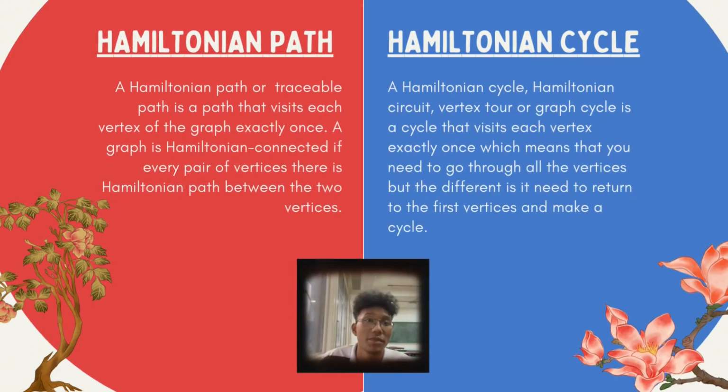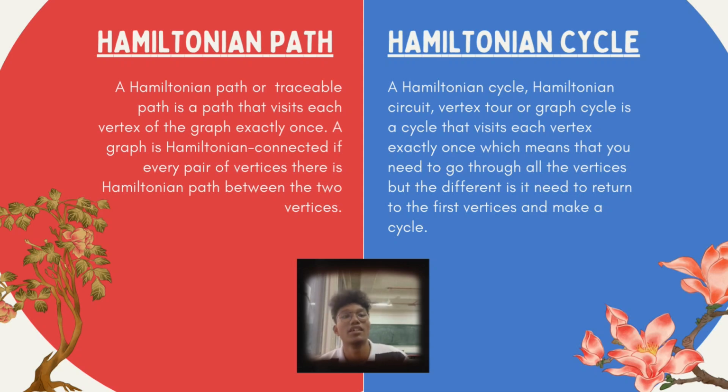I will be explaining about Hamiltonian path and Hamiltonian cycle. The first one is Hamiltonian path. A Hamiltonian path, or traceable path, is a path that visits each vertex of the graph exactly once. A graph is Hamiltonian connected if for every pair of vertices there is a Hamiltonian path between the two vertices.